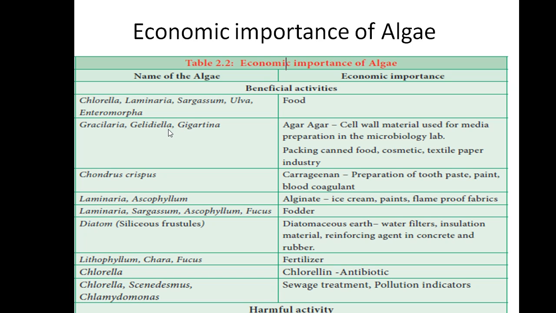And for harmful activity, Cephaleuros virescens is an alga which causes the red rust of coffee. The coffee plant is usually affected by this kind of alga, Cephaleuros virescens, which causes the redness of the coffee plant.